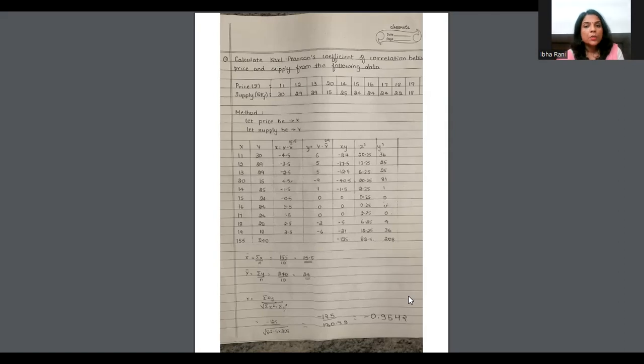So whenever you are doing Karl Pearson's coefficient of correlation questions, you have to interpret the value of R. Here, as we got minus 0.95, it is near to 1. So the correlation between price and supply is highly negatively correlated. So I hope you understood the calculation of Karl Pearson's coefficient of correlation.